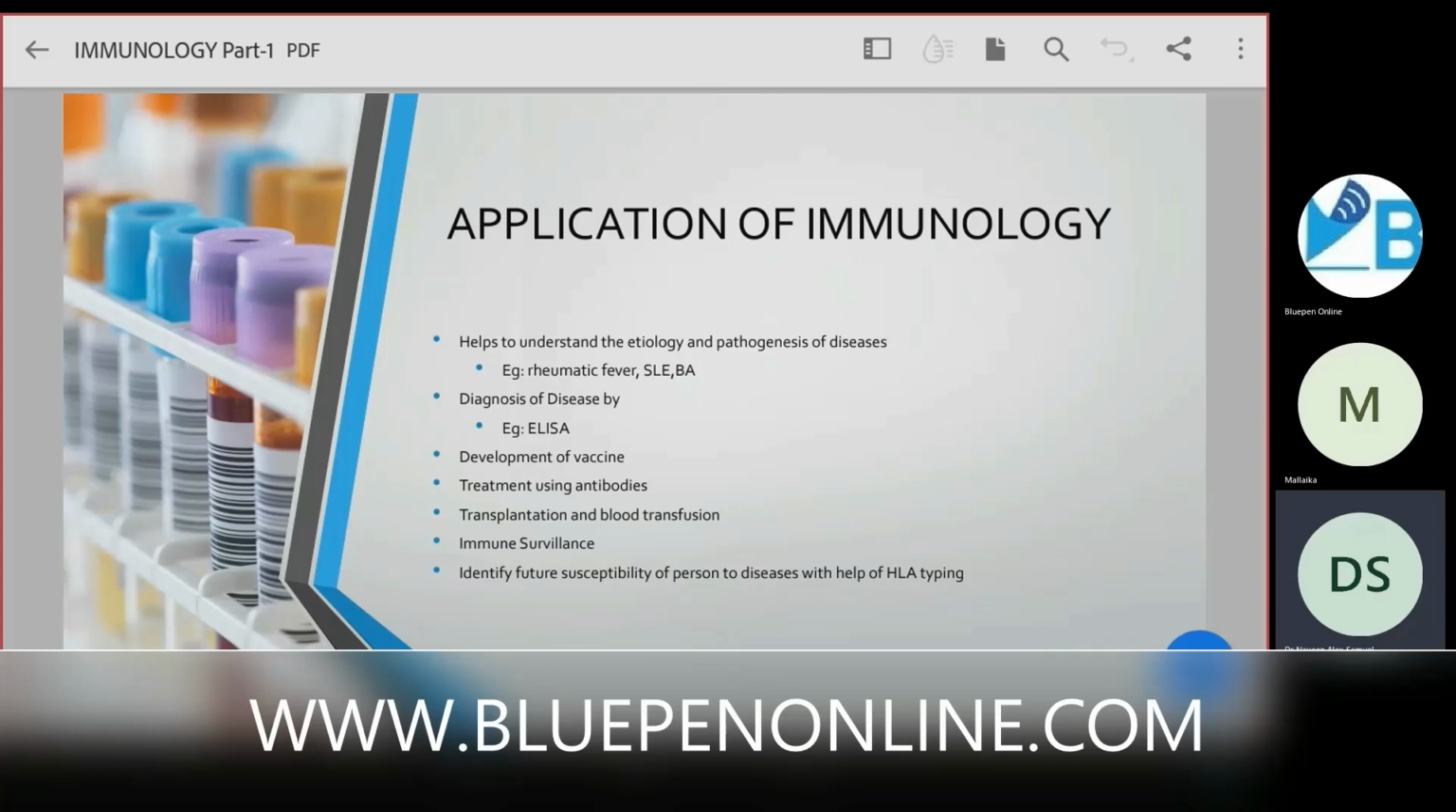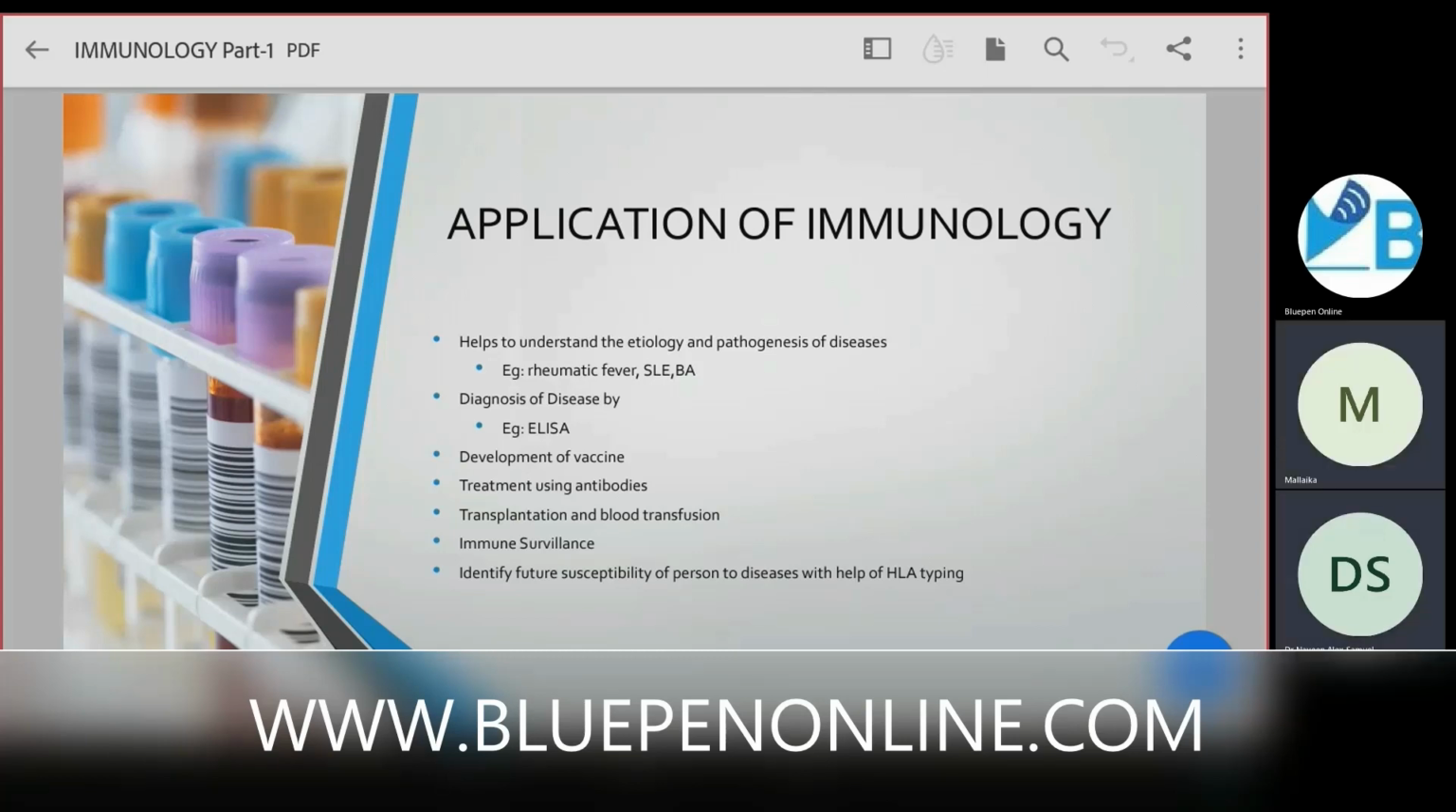It helps in understanding the etiology and the pathogenesis of the disease. The diseases where it is very useful are rheumatic fever, which is an autoimmune disease, systemic lupus erythematosus, and bronchial asthma. These are all mainly due to immunological reactions.